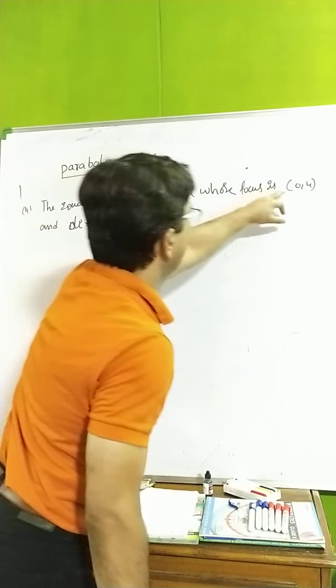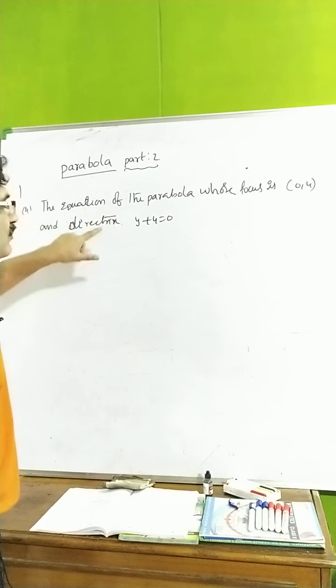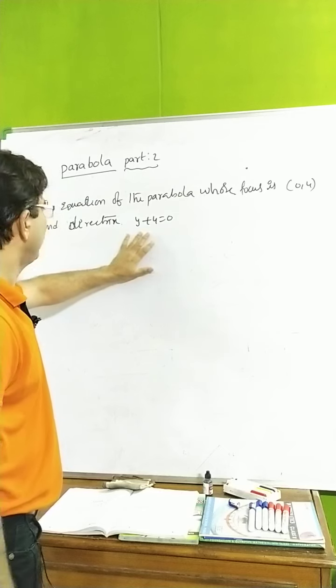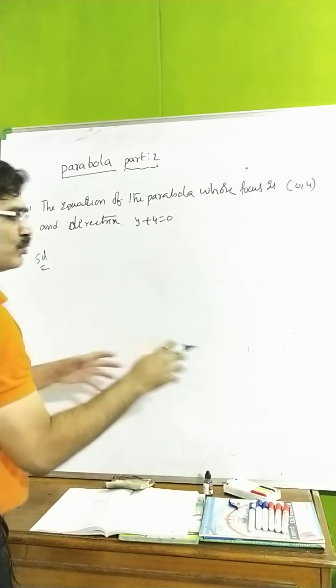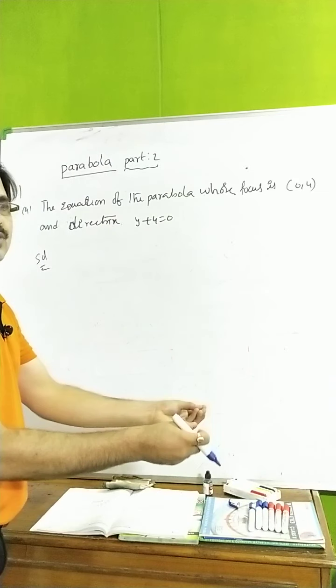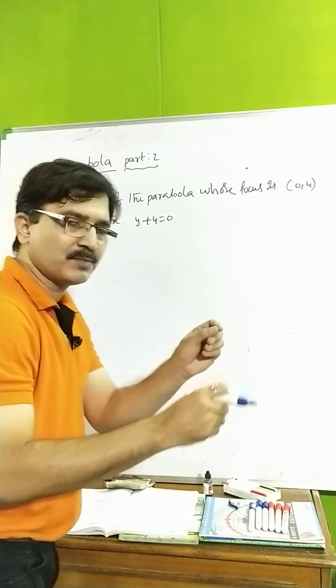Please concentrate. Focus. Here in this question, the equation of the parabola whose focus is (0, 4) and vertex is given, directrix is given. When focus and directrix are given, generally students want to write the answer directly. Sir, you spend a little time so that you can mark the correct answer. What I suggest to you is to spend a little time.